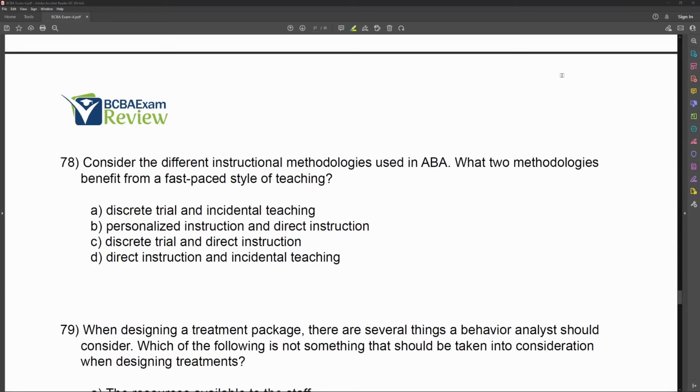What about C, discrete trial and direct instruction? Well, we know discrete trial is fast-paced. What about direct instruction? Direct instruction also benefits from a fast-paced style of teaching, right? We're talking about choral responding, scripted lectures, and fast-paced teaching. So C, both of these benefit from a fast-paced style of teaching. What about D? Well, we know direct instruction does. Incidental teaching, we just talked about it, naturalistic. It just depends on what's given to us. It's not always fast-paced, it's not always slow-paced. So the only answer where two methodologies benefit from a fast-paced style of teaching is C, discrete trial and direct instruction.